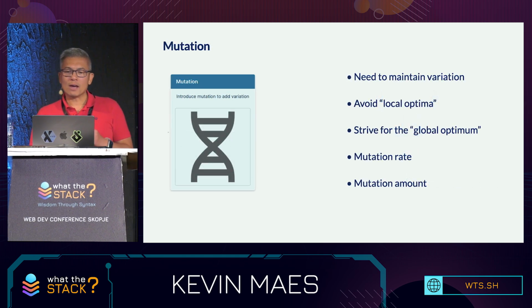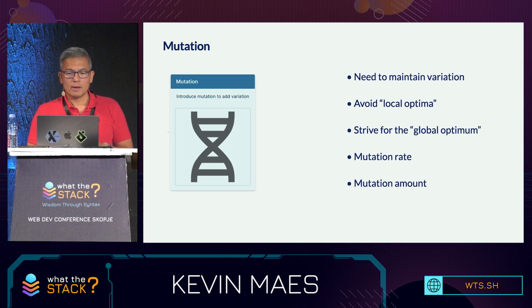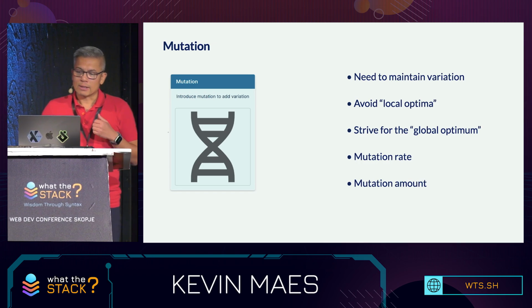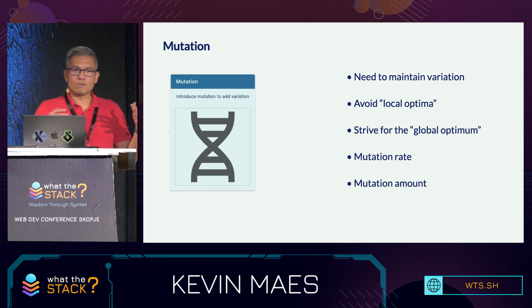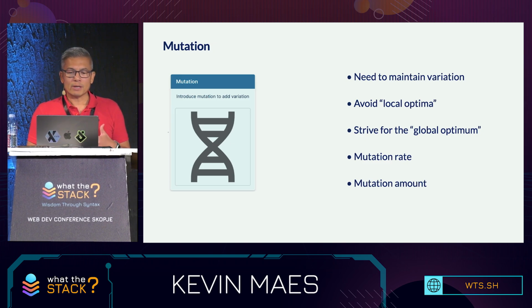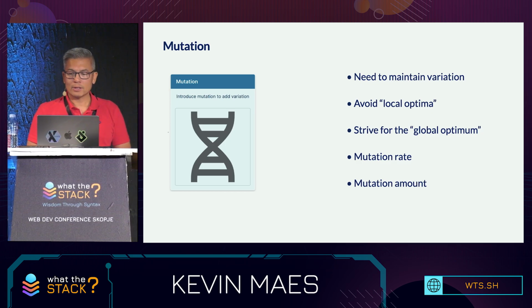Mutation is interesting. We have a chance to maintain variation during a mutation step. And we need variation in order to avoid something known as local optima. That's basically when a population seems to converge around what it thinks is the best solution for the immediate area, but in fact it's not the global optimum, which is the best overall solution. Mutation can be calculated according to some sort of mutation rate and a mutation amount.